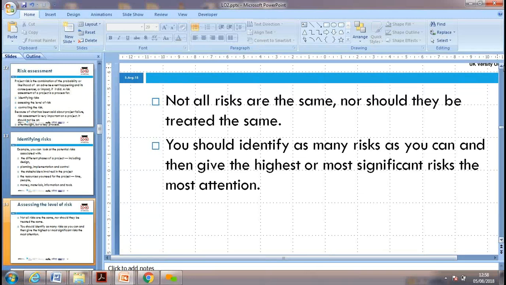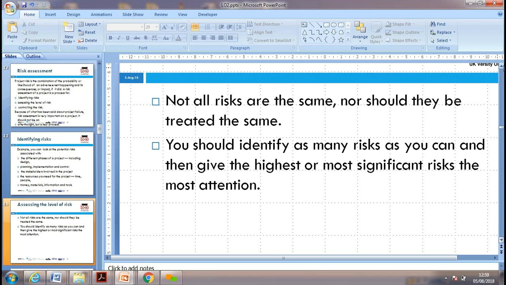No risks are the same, and they should not be treated the same. So you should identify as many risks as you can. Like sitting in a room, what are the risks involved? Hot chocolate, bringing a glass, it can fall down, or asking a little one to hold things. So how can we minimize these risks? Like a matchbox near a gas point: if we put it away, we can hide it, and we minimize the risk.